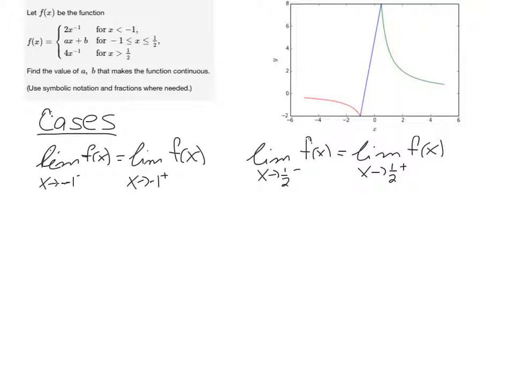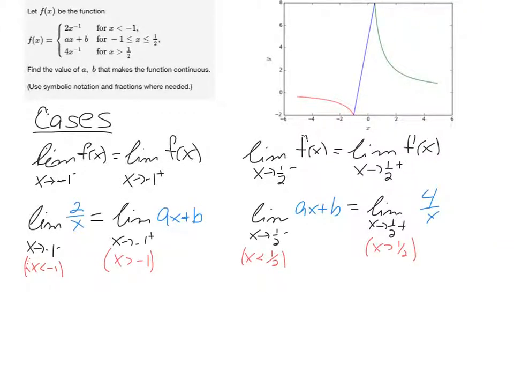If I write this out mathematically, I'll have the limit as x approaches -1 from the left, so as we're approaching -1 from the left, f of x will be this branch, and we want that to be equal to the limit as x approaches -1 from the right, and that'll be this hyperbola, and we want the line to match up with the hyperbola. And then similarly, x approaches 1/2 from the left, that'll be this line here, and x approaches 1/2 from the right, that'll be this hyperbola here.